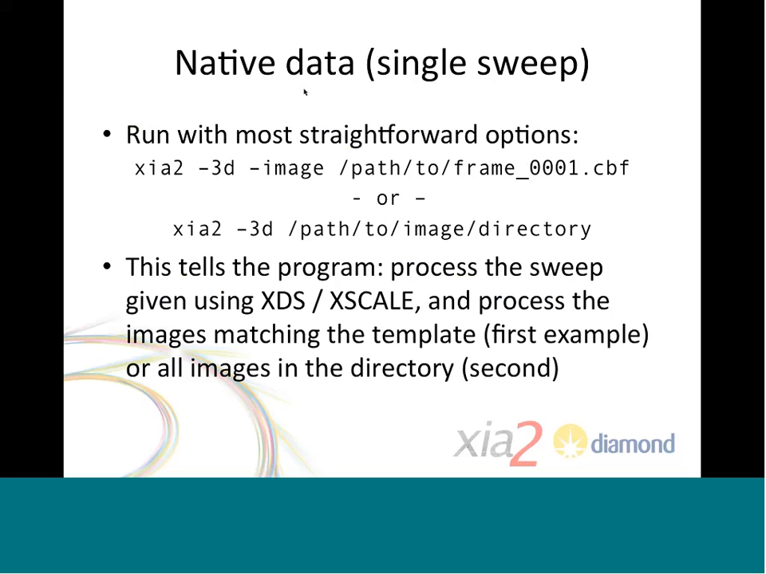If it finds only one wavelength of data, but it's got more than one sweep, then it will merge them together, as if you've got low and high dose passes or different kappa sweeps, for example. If there are different wavelengths of data, then it will process them separately, scale them together, but merge them separately, in exactly the way you would expect from a data set.